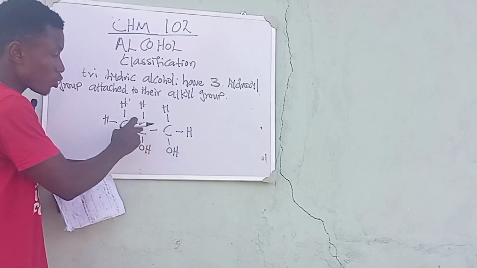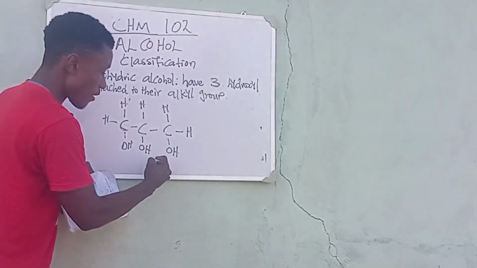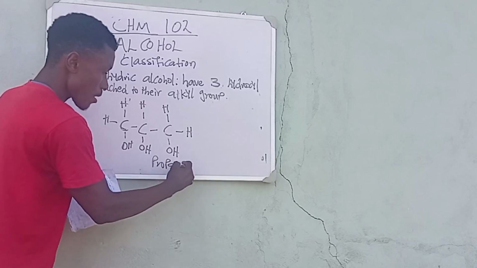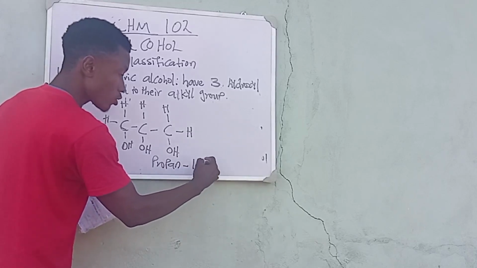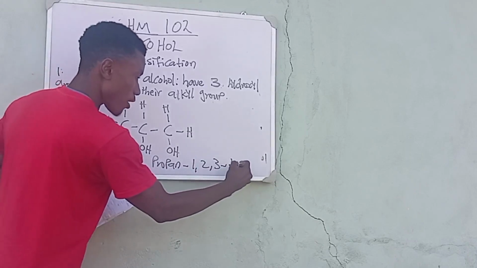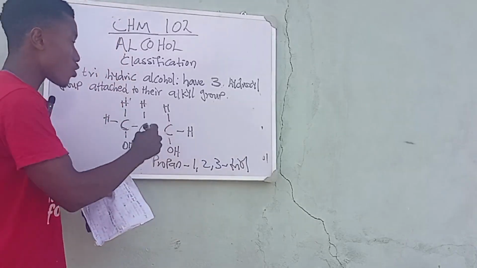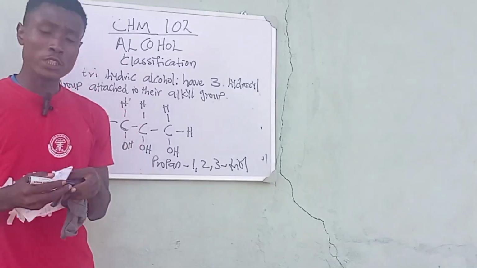So the name of this compound is simply propane 1,2,3-triol. We have our propane 1,2,3-triol. This is the name of this compound. We have our propane 1,2,3-triol.